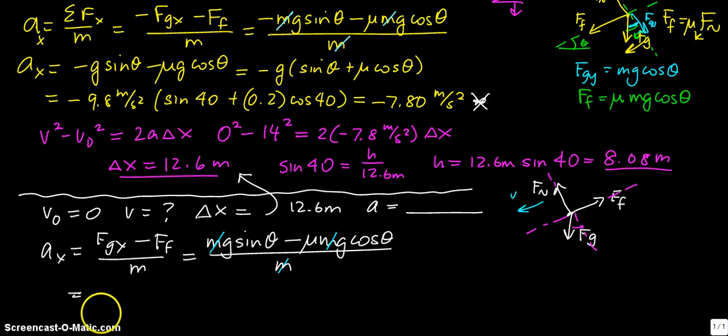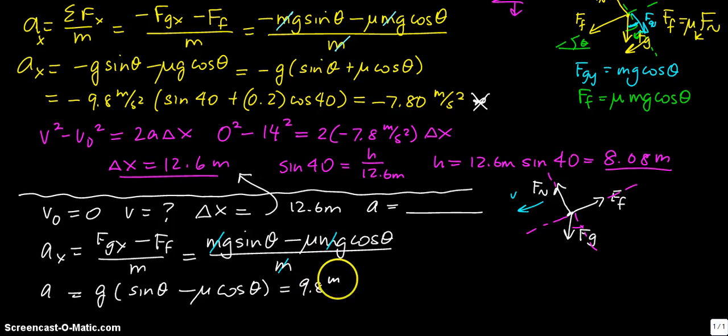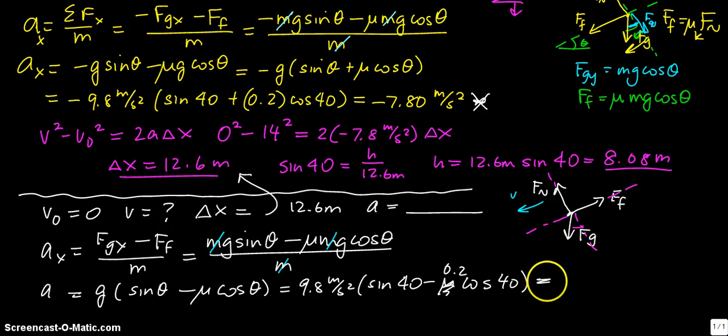And I can get that the acceleration is g times sine of theta minus mu cosine of theta. In other words, 9.8 meters per second squared times sine of 40 minus mu cosine of 40, where mu is 0.2. Notice that this is 4.79 meters per second squared.